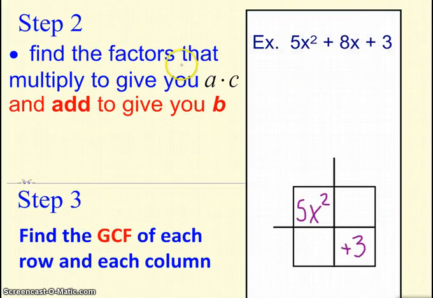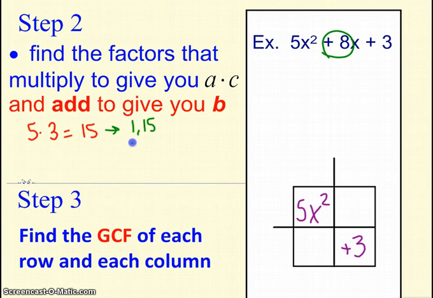For step 2, we need to find the factors of 5 times 3. We need to multiply 5 times 3, and when we do, we get 15. So I'm looking for the factors of 15 that will add to a positive 8. So let's see, the factors of 15 are 1 and 15, and 3 and 5. I don't seem to think there are any other factors of 15. So 1 plus 15 is 16, and 3 plus 5 is 8. That means my two factors are 3 and 5.